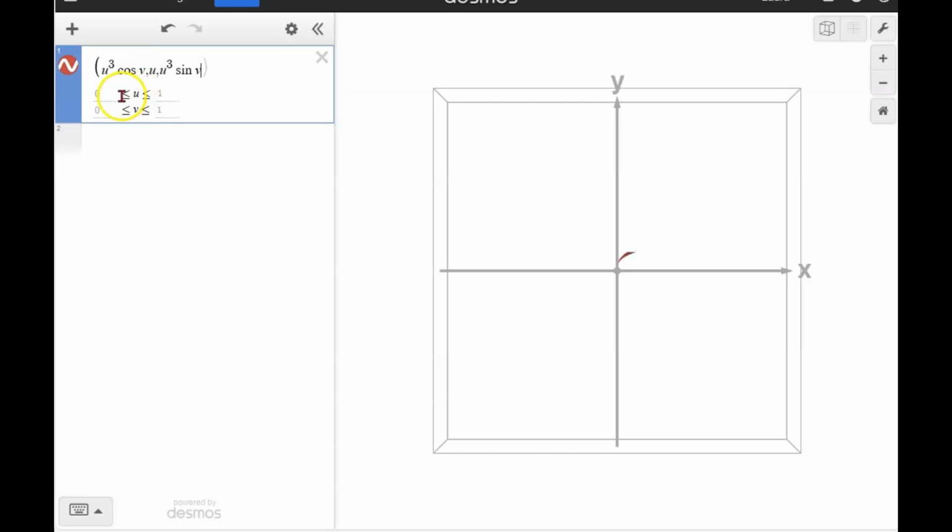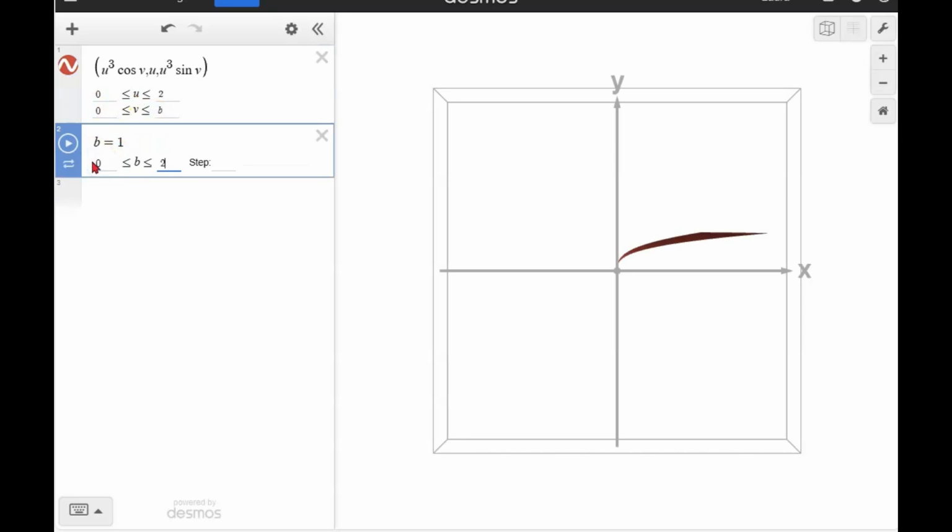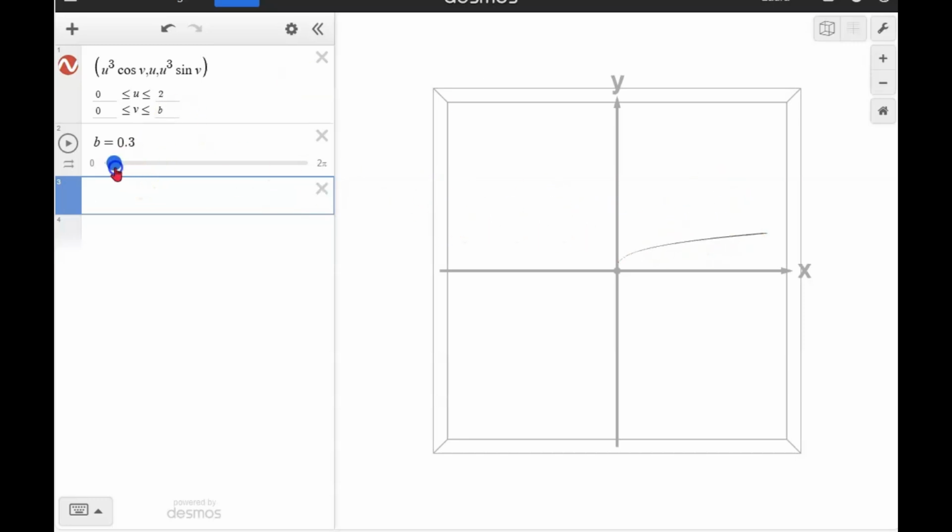And we have these two parametric variables. We'll let u go from 0 to 2. And then v is going to go from 0 to b, and b is going to be the thing that's rotating it. So we'll go 0 to 2 pi. And we'll go forward, slow it down a little bit. Okay, so that's our top curve, which is actually the function y equals x to the 1/3.